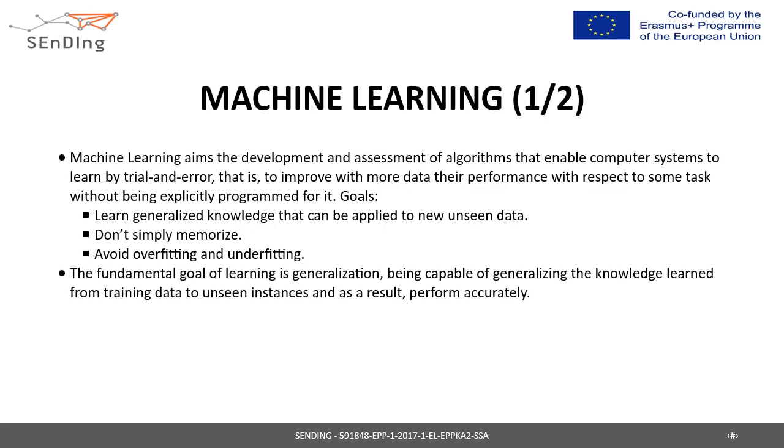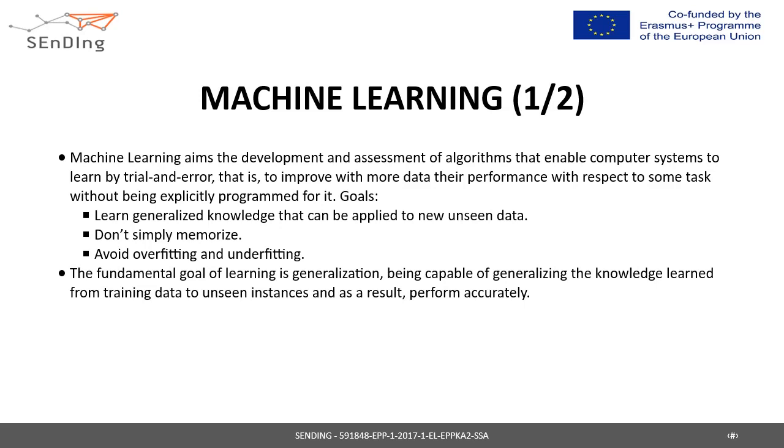Machine learning aims at the development and assessment of algorithms that enable computer systems to learn by trial and error, that is, to improve their performance with more data with respect to some task without being explicitly programmed for it. The main goals are: learn generalized knowledge that can be applied to new unseen data. Don't simply memorize. Avoid overfitting and underfitting.